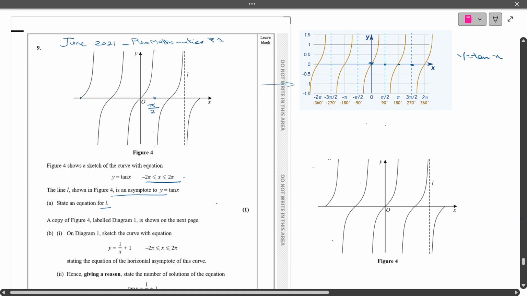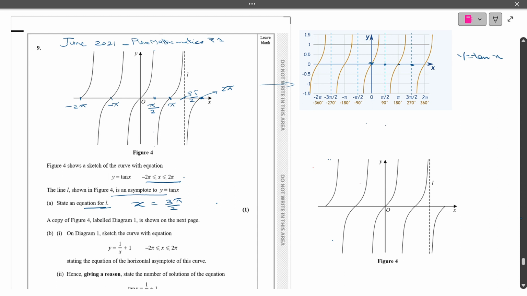So this is pi by 2. This is the point where the graph intersects the x-axis at pi, and this is the second asymptote, and that is 3 pi by 2. Okay, and this is the point of intersection, and this point is 2 pi. On the left hand side I'm going to label the angles minus pi, negative 2 pi. That's it. Right, state an equation for L. So the equation for L is x equals 3 pi over 2, and this is an asymptote.